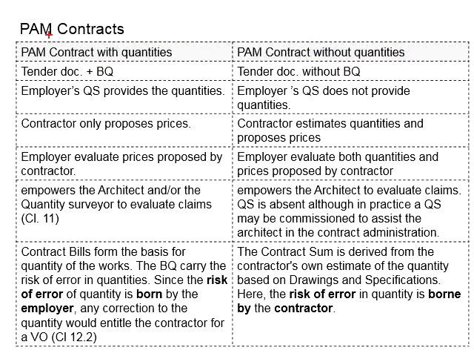The main difference between these two PAM contracts is whether the bill of quantity is provided together with the tender document. PAM contract with quantities means the tender document will be provided with the bill of quantity. And PAM contract without quantities means the tender document is not provided with the bill of quantity.